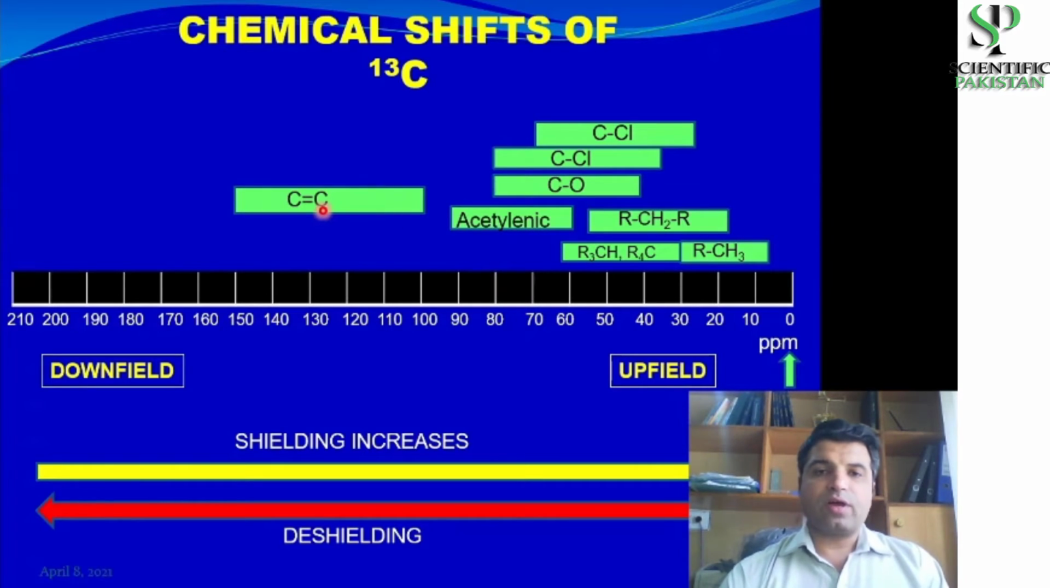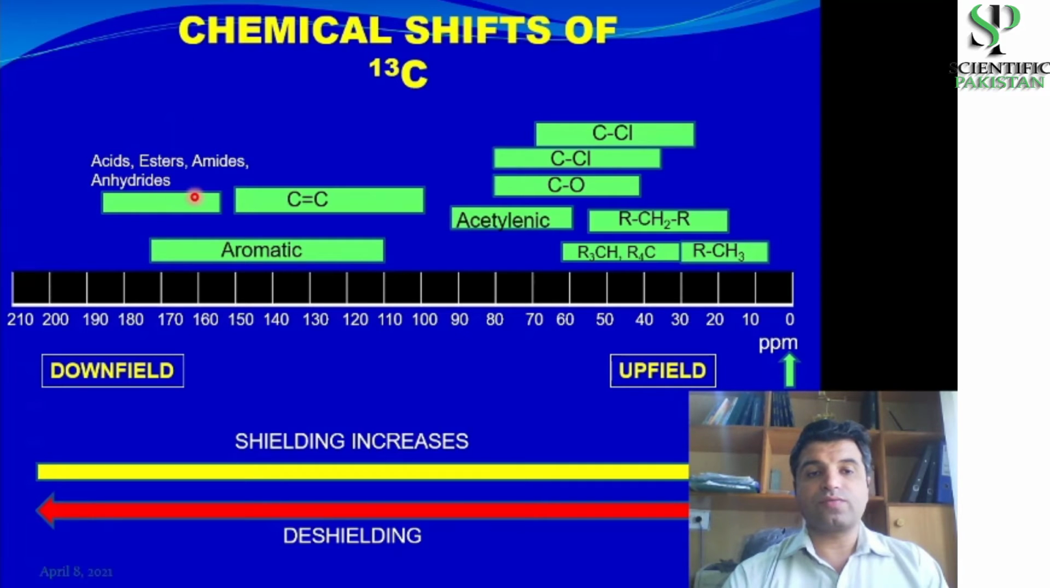If we have olefinic carbons, the sp2 hybridized carbons, just like the protons of olefins, they will appear downfield again because of the same effect. So from 100 to 150 ppm, you will find these olefinic carbon atoms. The aromatic carbons still appear slightly downfield because of the ring current effect. So they appear up to 170 ppm. Then we have the carbonyls of the acids, esters, amides, and anhydrides. And finally, we have the carbonyls of the aldehydes and ketones. They have a huge range, all of them. Depending upon their chemical environments, they may vary.